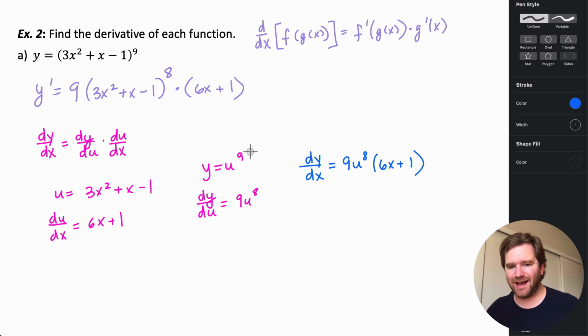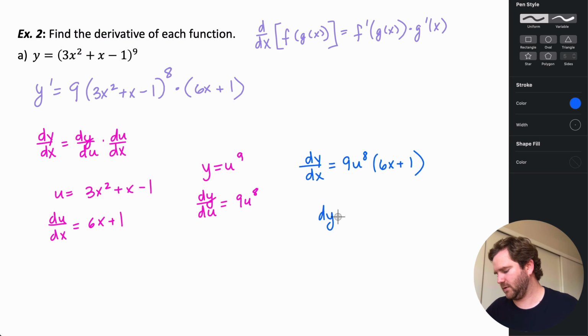Now, in the end, I need a function of y in terms of x. This is not entirely in terms of x. We have this u to the eighth here. So how can I write u in terms of x? Well, I already defined it that way over here. So now I have to substitute that value in for u.